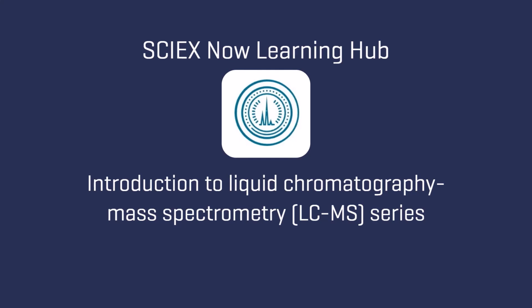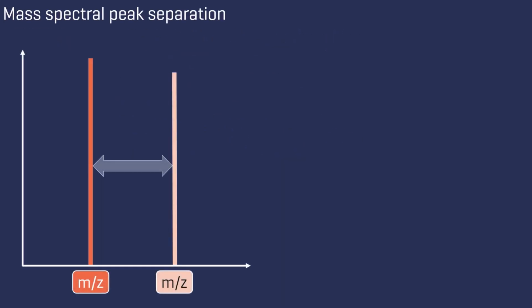In this episode, we will talk about what mass resolution is and why it is important for your analysis. For accurate results, it is essential to differentiate two signals in a mass spectrum.